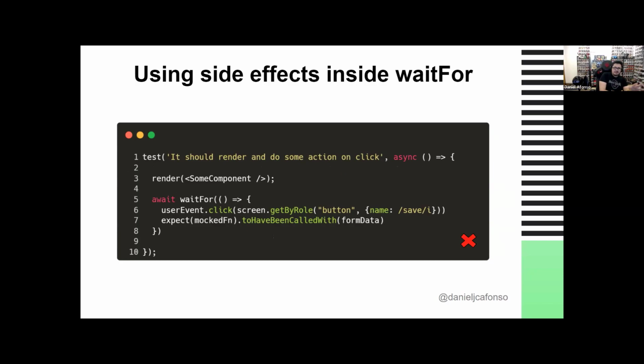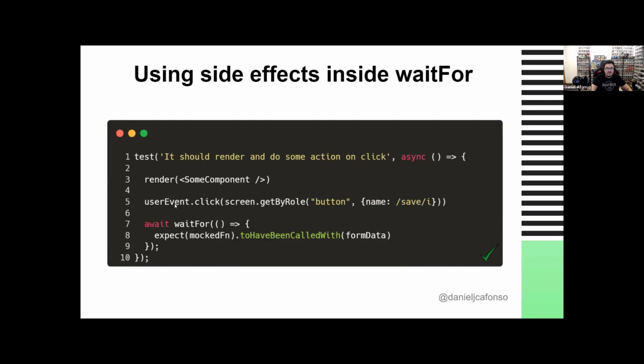And finally, if I'm not wrong, using side effects inside of wait for. So in this example, we are waiting for a user event to click on the button here, and then our assertion to be called with form data. The thing here is this code will be looped. So every time this code is looped, you will click on the button. And this might have some unexpected behavior on your tests because you're performing side effects you were not expecting. So instead, what you should do is move your user event click in this scenario outside of the wait for.